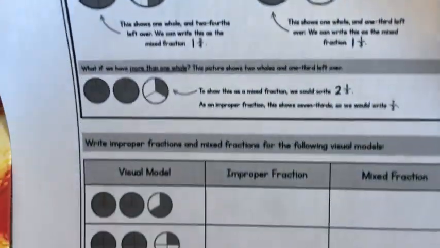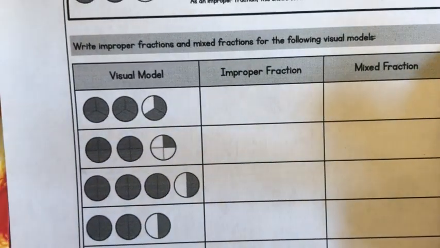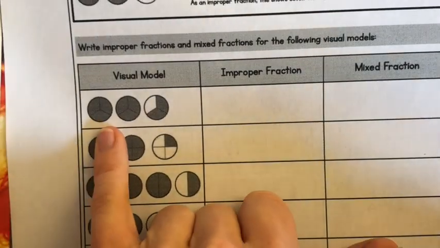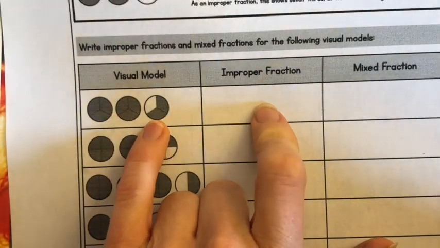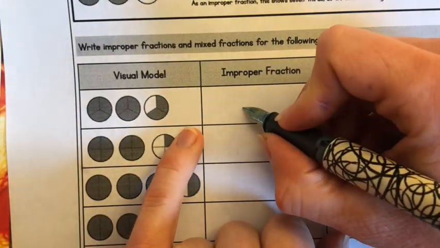So now we are going to practice writing improper fractions and mixed fractions. I almost said proper fractions. Improper fractions and whole number mixed fractions. Okay, for the same picture. So here's our visual model. We put an improper fraction here and a mixed fraction there. So let's go through. First we start with our improper fractions.